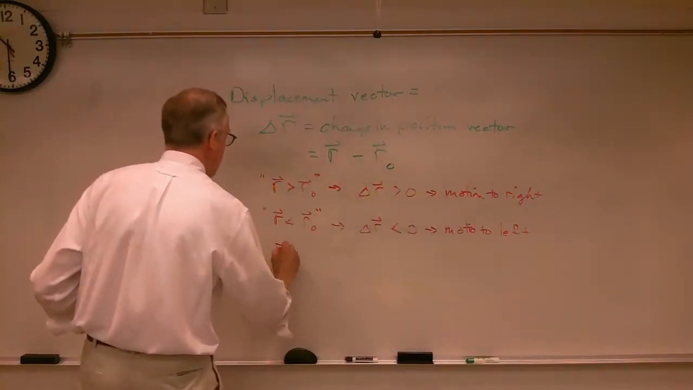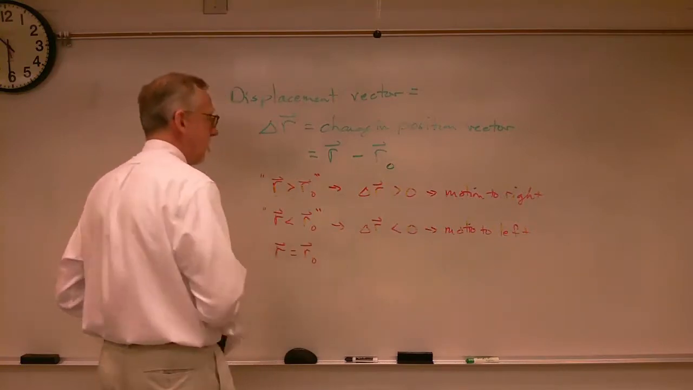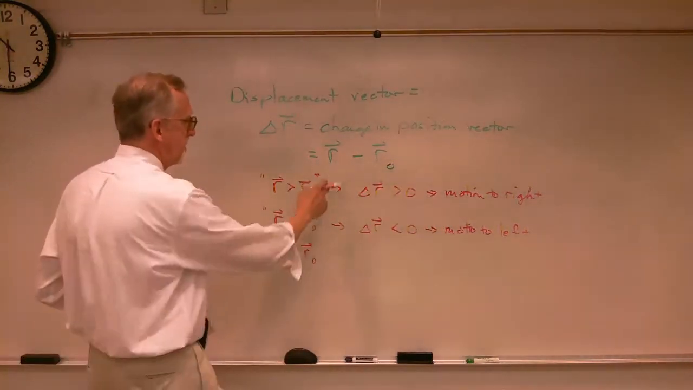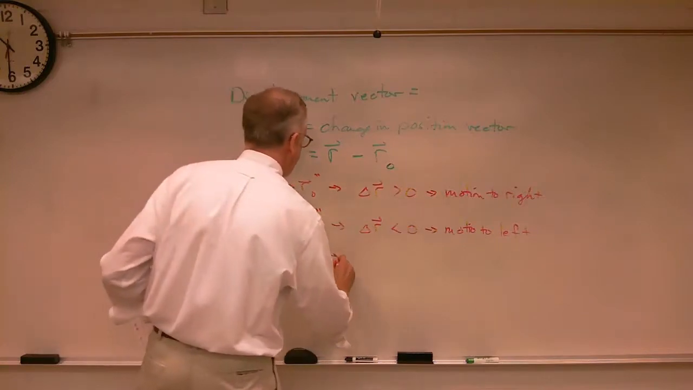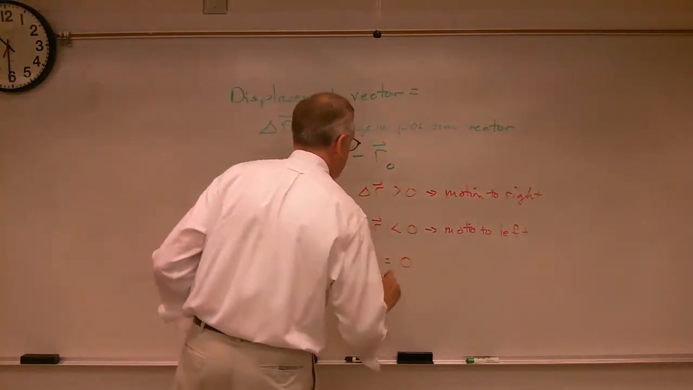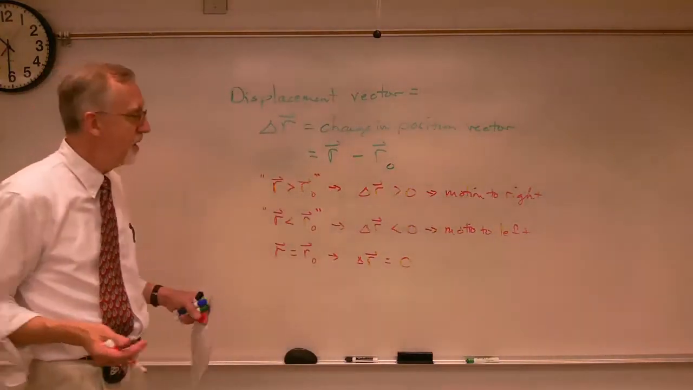What if r is equal to r naught? What do we get in that case? R minus r naught will be 0. Delta r will be 0. What do we get? No motion.